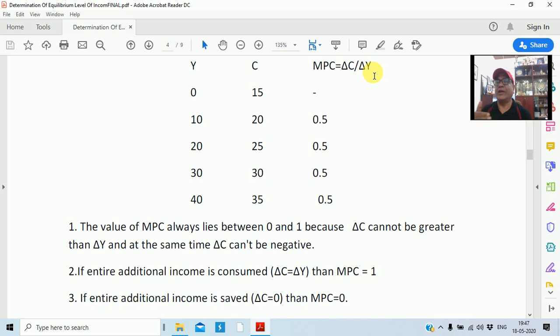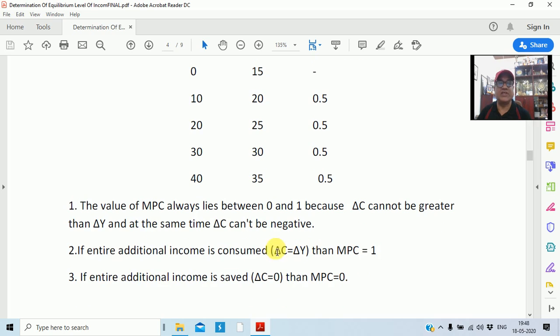If your income increased by 100 crore, what is the maximum possibility of increase in consumption, delta C? 100 crore. 100 divided by 100. So what is the maximum value of MPC? 1. So MPC cannot be more than 1. Why? Because delta C cannot be greater than delta Y. And at the same time, delta C can't be negative. It is not that your income is 10 and your consumption is 20, and then income is 20 and your consumption is 10. It is not realistic. That's why delta C can't be negative.